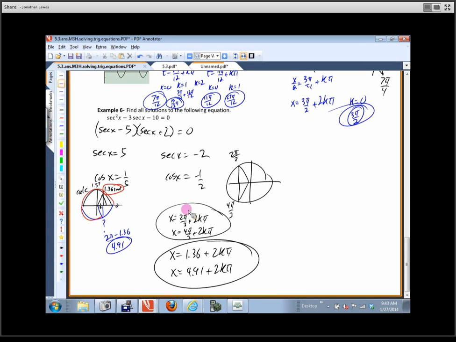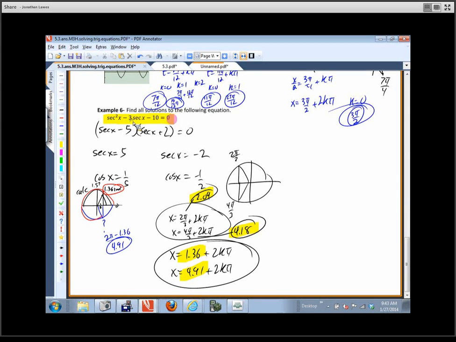Okay. Do me a quick favor. Somebody tell me what 2 pi thirds is. Give me a decimal for that. 2.09. And what about 4 pi thirds? 4.18? Okay. Everybody watch. Okay, I'm going to circle these numbers. 1.36, 2.09, 4.18, and 4.91.